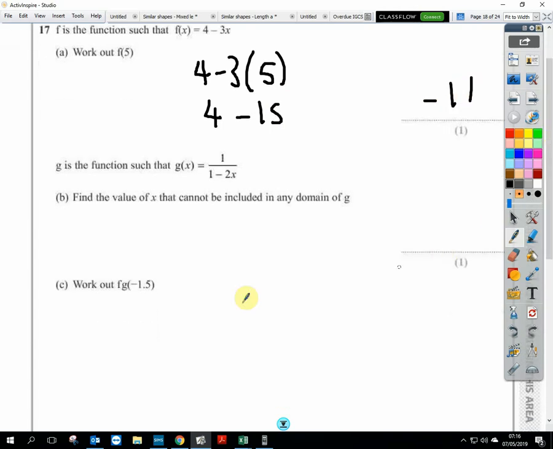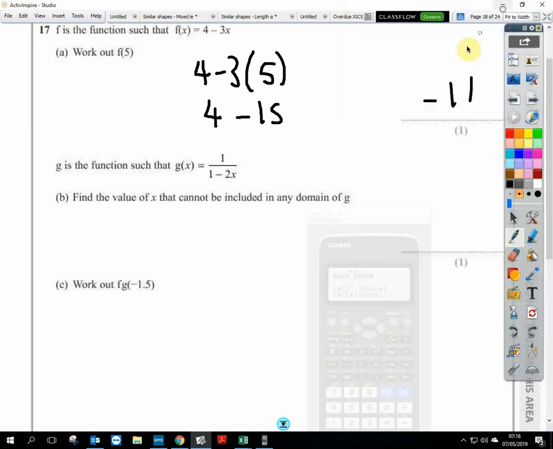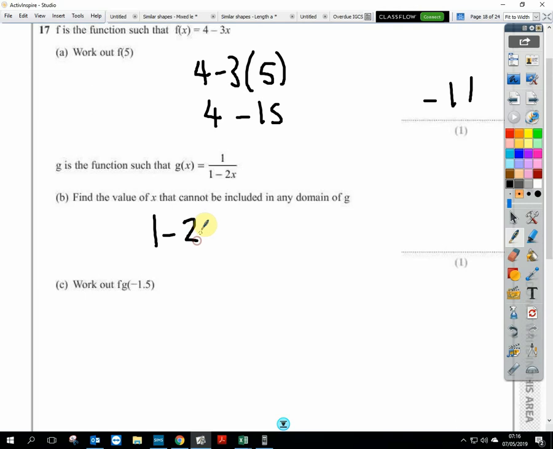Find the value of x that cannot be included in any domain. Well, when you have a fraction, you're not allowed to divide by 0. That's a fact in maths. So if you type in 1 divided by 0 in the calculator, it gives you a math error because it's illegal. So the denominator is not allowed to be 0. It doesn't mean x is 0 in this case, it means the denominator is not allowed to be 0.